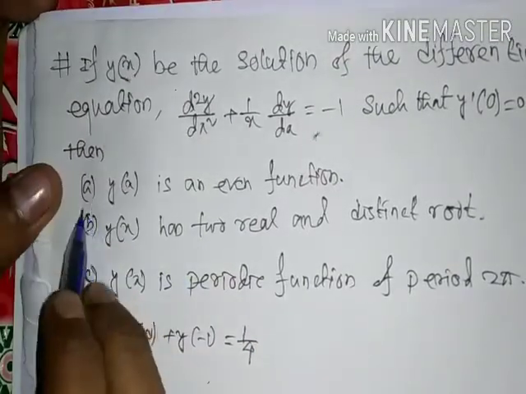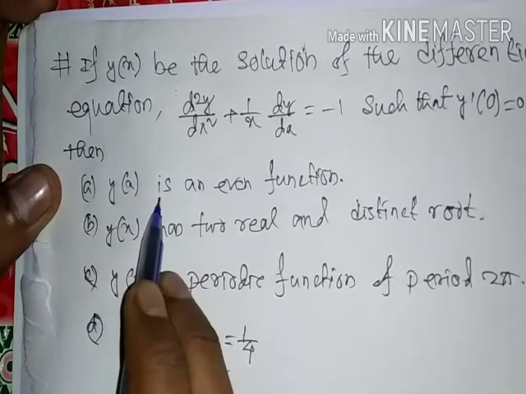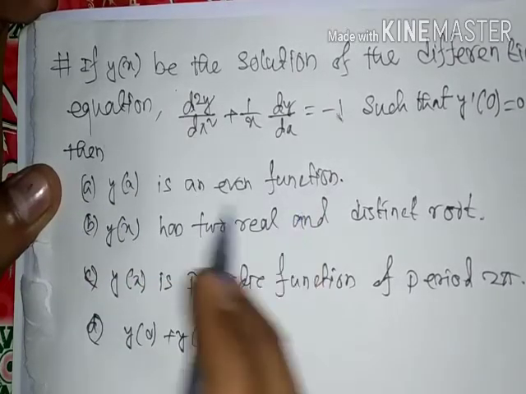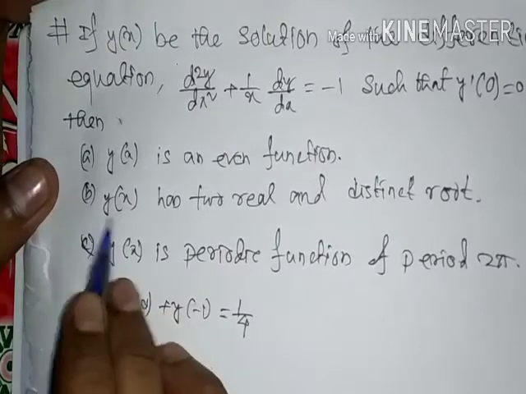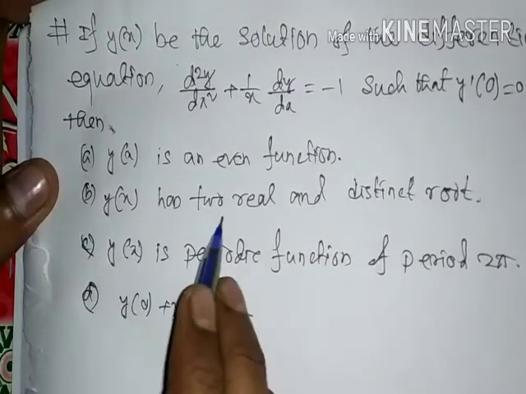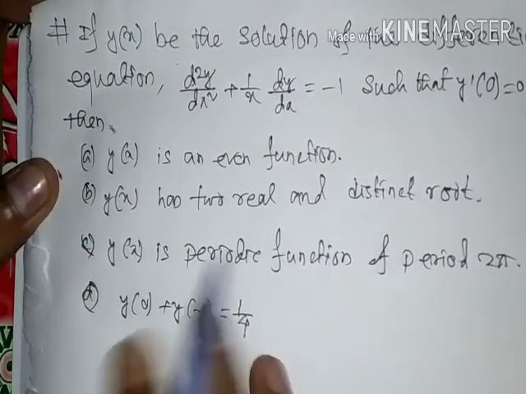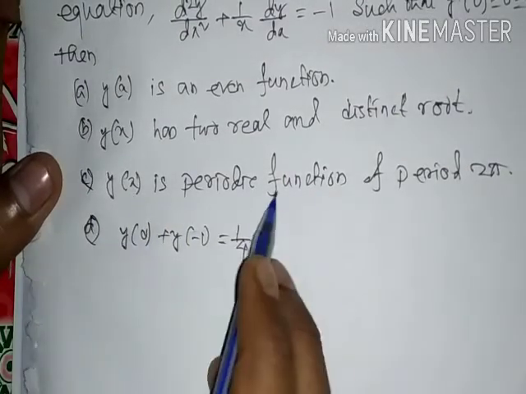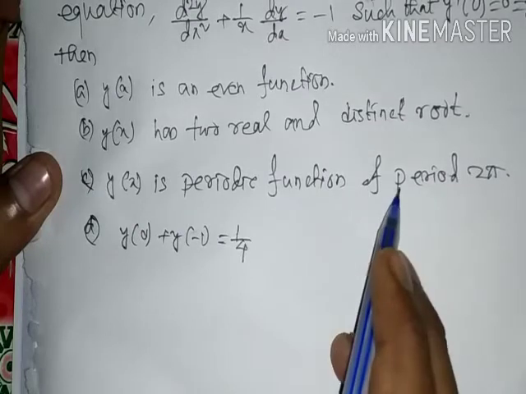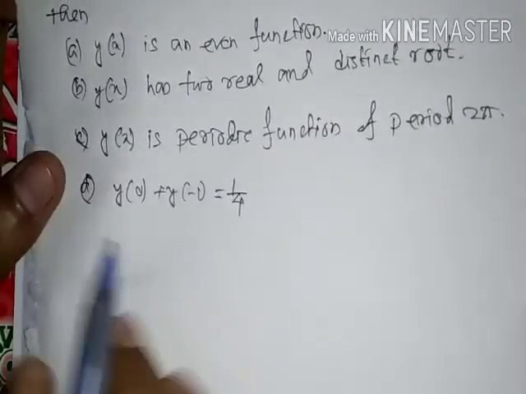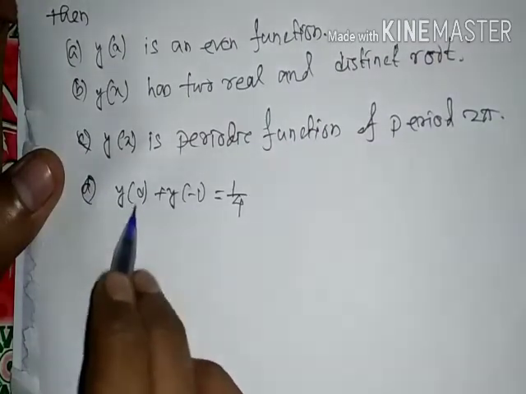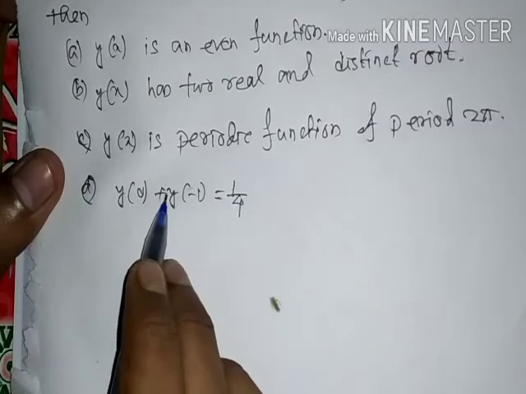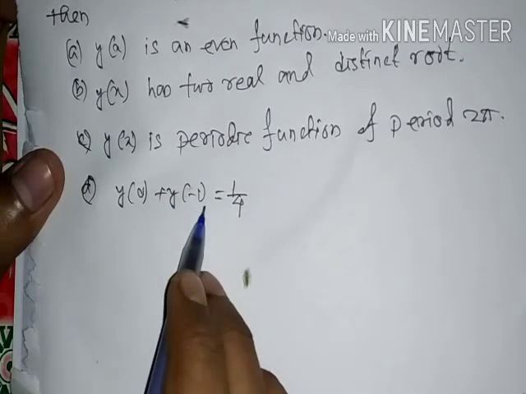Then the first option says y(x) is an even function. The second option says y(x) has two real and distinct roots. Option third says y(x) is a periodic function of period 2 pi. Option D says y of 0 equal to y of minus 1 equal to 1 by 4.